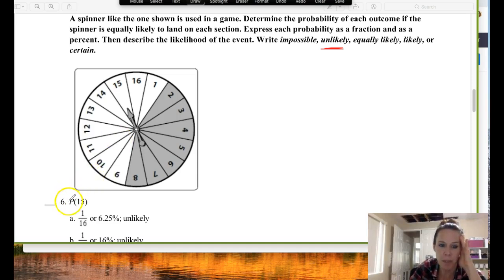So what's the probability that I get a 15? There are 16 here. Now remember, probability is the favorable out of the total. Now my total is there's 16 numbers I could land on.